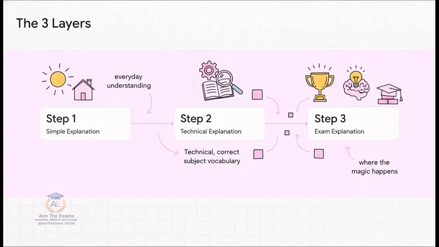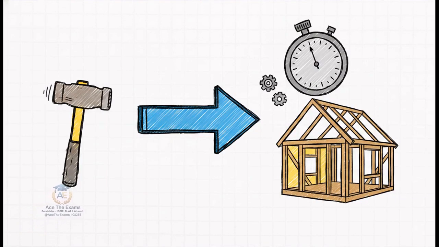We need what I call the 3-layer framework. The ideal way to walk through literally any 0478 topic is by moving through 3 specific layers. Step 1 is starting with a super simple, everyday understanding. Step 2 is layering on the technical, correct subject vocabulary. But step 3? That is where the magic happens. That 3rd layer is incredibly crucial.